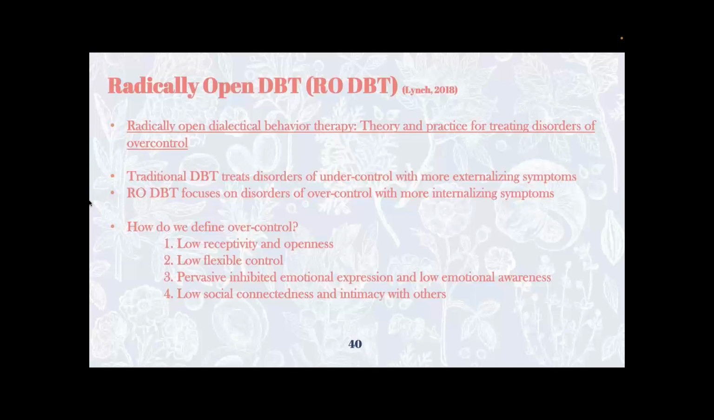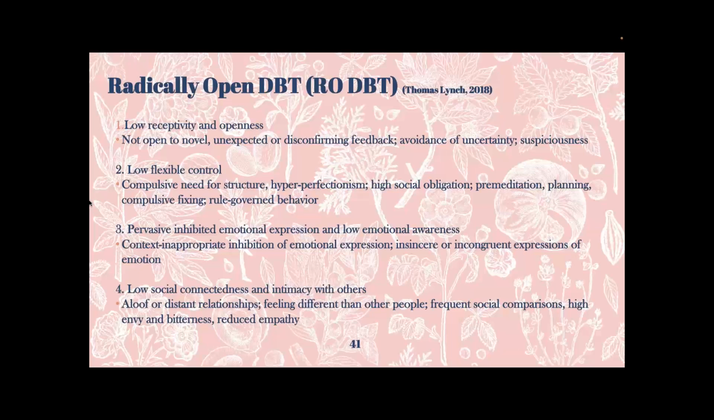So being able to talk about what these concepts mean in a person's life and how they're showing up in their relationships. And so this slide just talks a little bit more about what that looks like. So low receptivity and openness, so not open to novel or unexpected or disconfirming feedback, low flexible control, hyper-perfectionism, pervasive inhibited emotional expression, low emotional awareness, which is that inhibition of emotional expression or incongruent expressions, right?